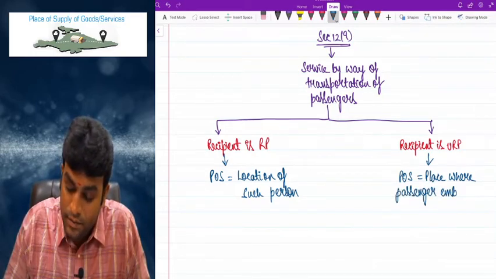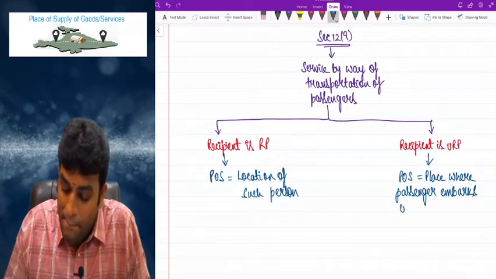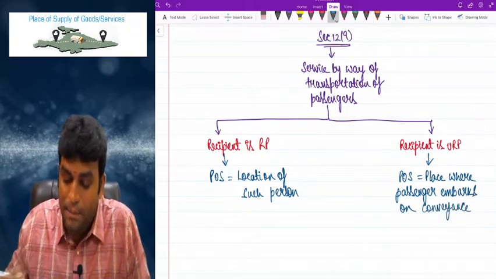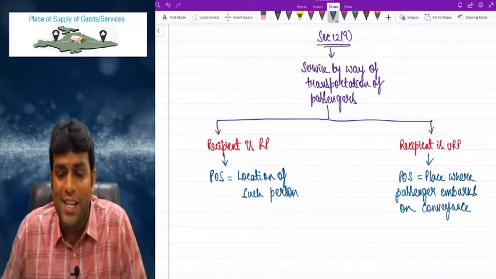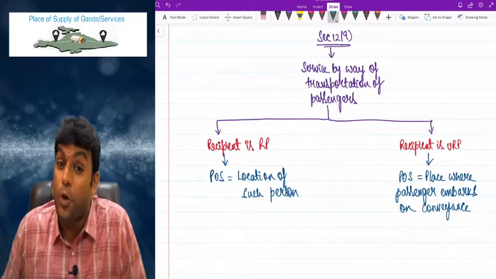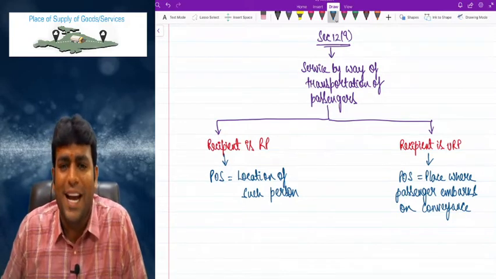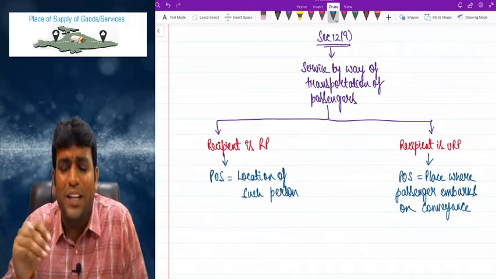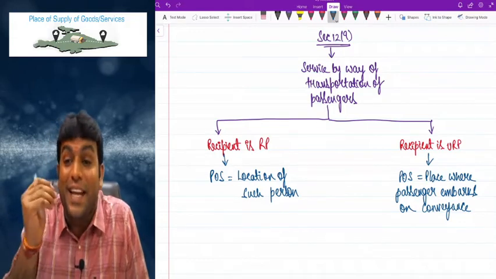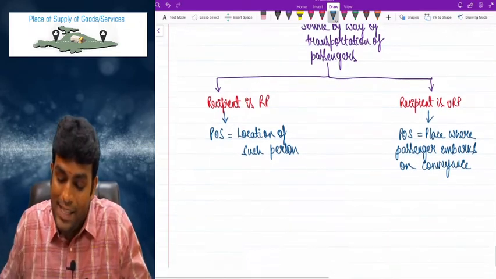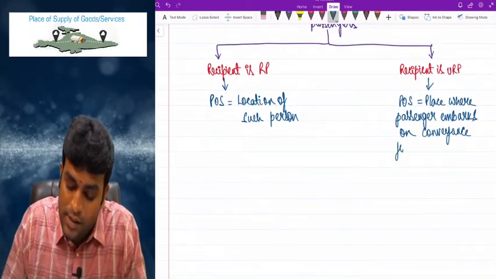But on the other side, if recipient is unregistered person, law told place of supply is the place where passenger embarks on conveyance. So write this word properly. Passenger embarks on conveyance. The law never told barks on conveyance. When a dangerous student wrote in the exam, place where passenger barks. Why would the passenger bark, man? Come on. The word is embark. Embark means he is getting into the conveyance. That is the meaning.